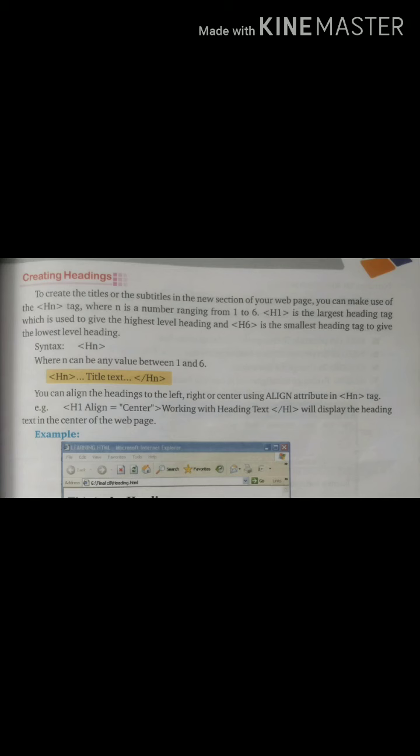H1 is the largest heading and H6 is the smallest heading. So if you use H1, it will give you the largest heading, and H6 will give you the smallest heading. As you see, there is an example given, so you can just follow. This is the heading, then next are H2, H3, H4, H5 and H6. If you want to try this code, the coding is given here.